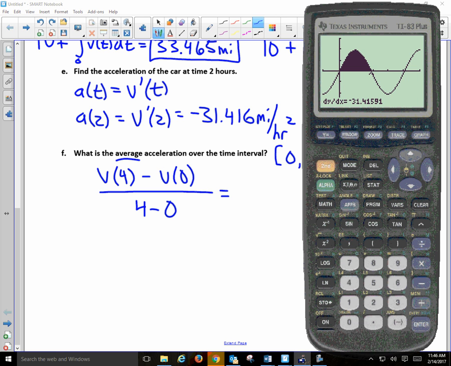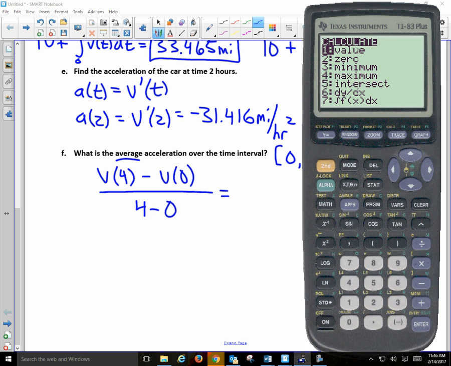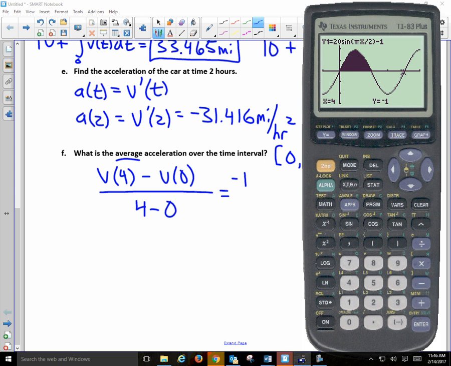I need a value for v of 4. So I go second calculate. Which one will give me value? Number 1. So second calculate number 1, and I plug in 4, and I get negative 1 minus second calculate value number 1, and I plug in 0, and I get negative 1.